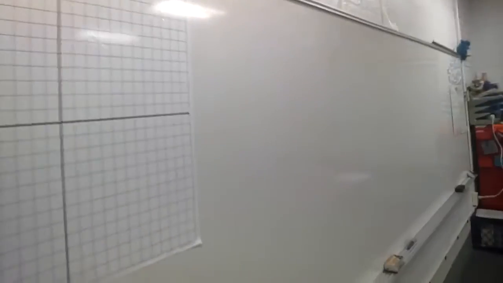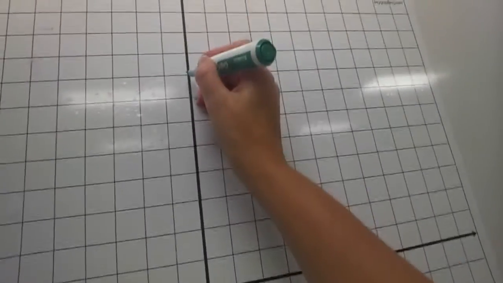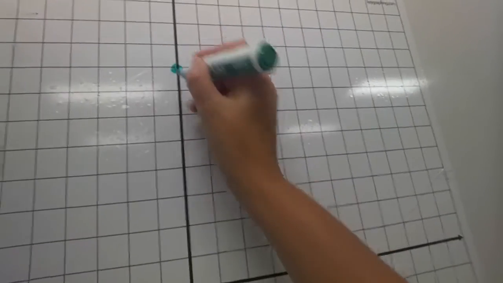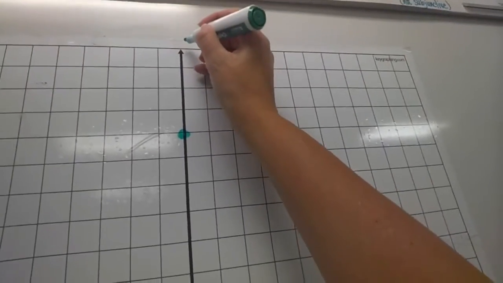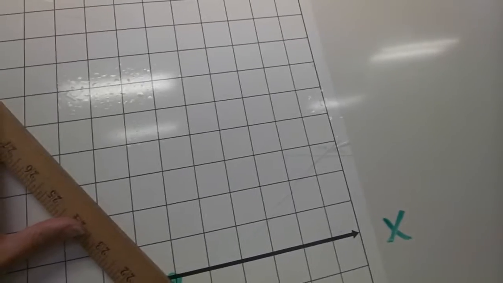Okay, what we're going to be talking about is intercepts. Now, intercepts are the places where a line crosses the axes. So this would be your y-intercept, because this is your y, and this would be your x-intercept, because that is your x. So if we did have a line that crossed in those two places, I'm just going to make a line now.